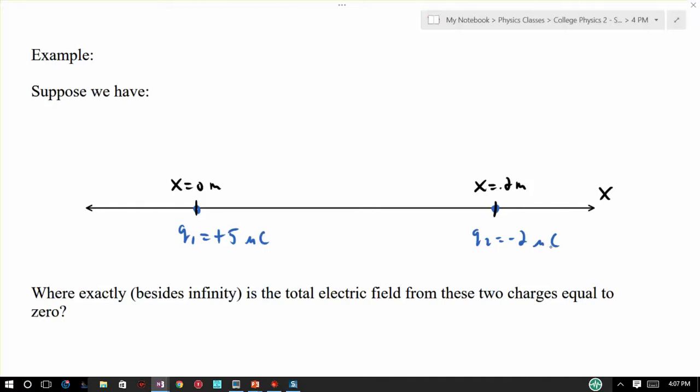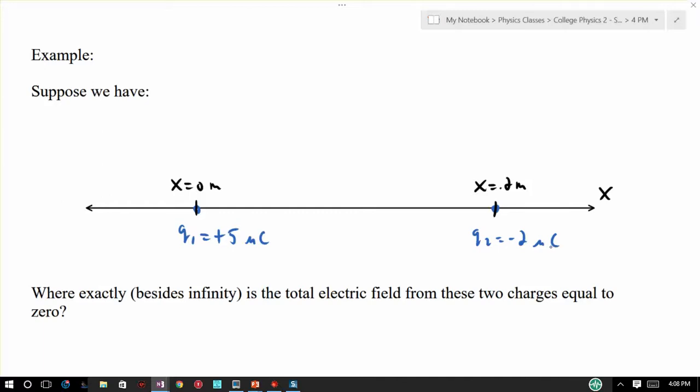So the question here is, you have two charges on the x-axis. One of them is positive, one of them is negative. You know where they are. One's at 0, and one's at x equals positive 0.2 meters. And instead of asking what is the total field at some point on the x-axis, like we did in the flip video, the question here is, where is the total field 0 besides infinitely far away? Okay, so there's two answers here. One is an answer we're going to calculate, and two is if you're infinitely far away from these two charges.